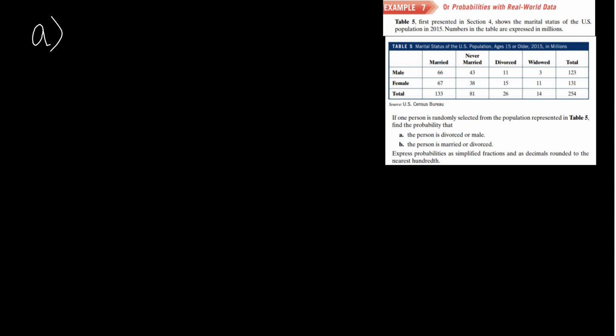So what is the probability that the person is divorced? Well, the probability that they're going to be divorced is going to be 26. All right, so I'm going to just look here at divorced and the total there. So 26 out of how many? 254. So the probability that they're divorced, so we're going to put P of D, 26 over 254.